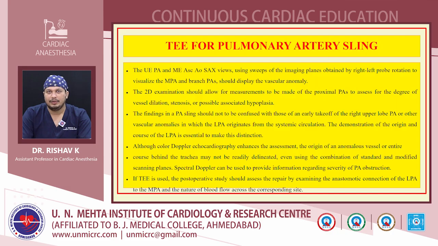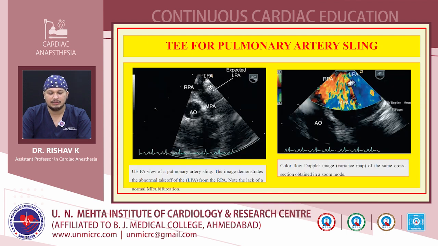Although color Doppler echocardiography enhances the assessment, the origin of an anomalous vessel or entire course between the trachea may not be readily delineated even using the combination of standard and modified scanning planes. Therefore, spectral Doppler can be used to provide information regarding the severity of the PA obstruction. If TE is used, the postoperative study should assess the repair by examining the anastomotic connection, the LPA, the MPA, and the nature of the blood flow across the corresponding site. So these are some of the TE views that we are using to examine this lesion.